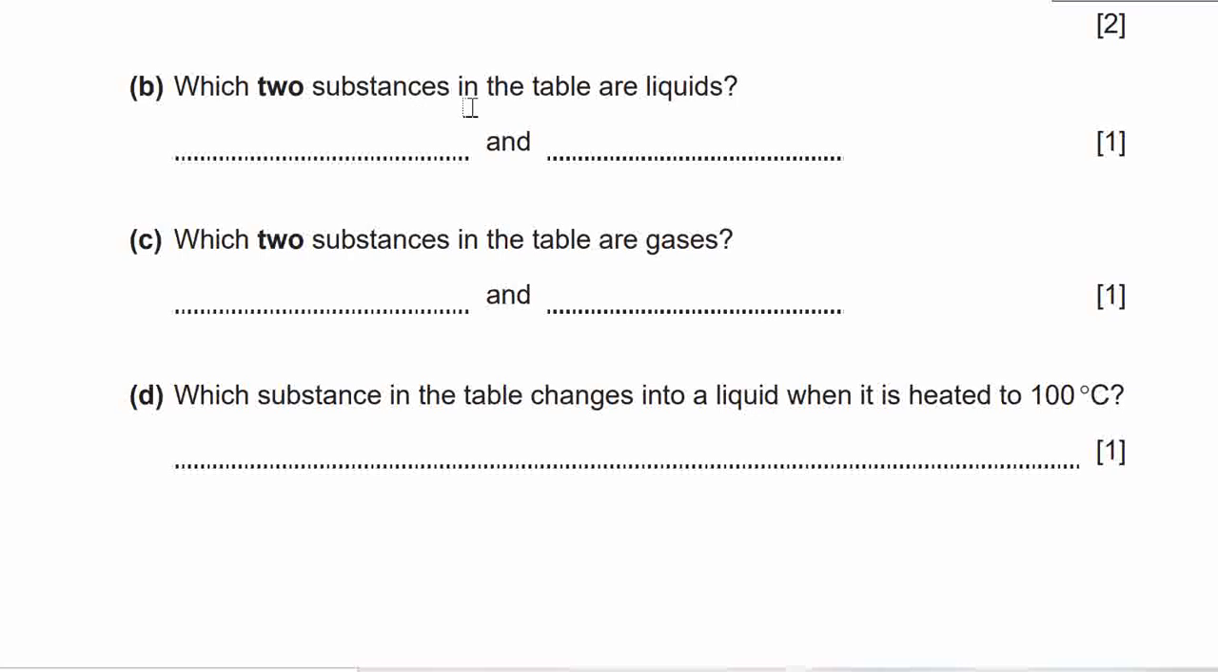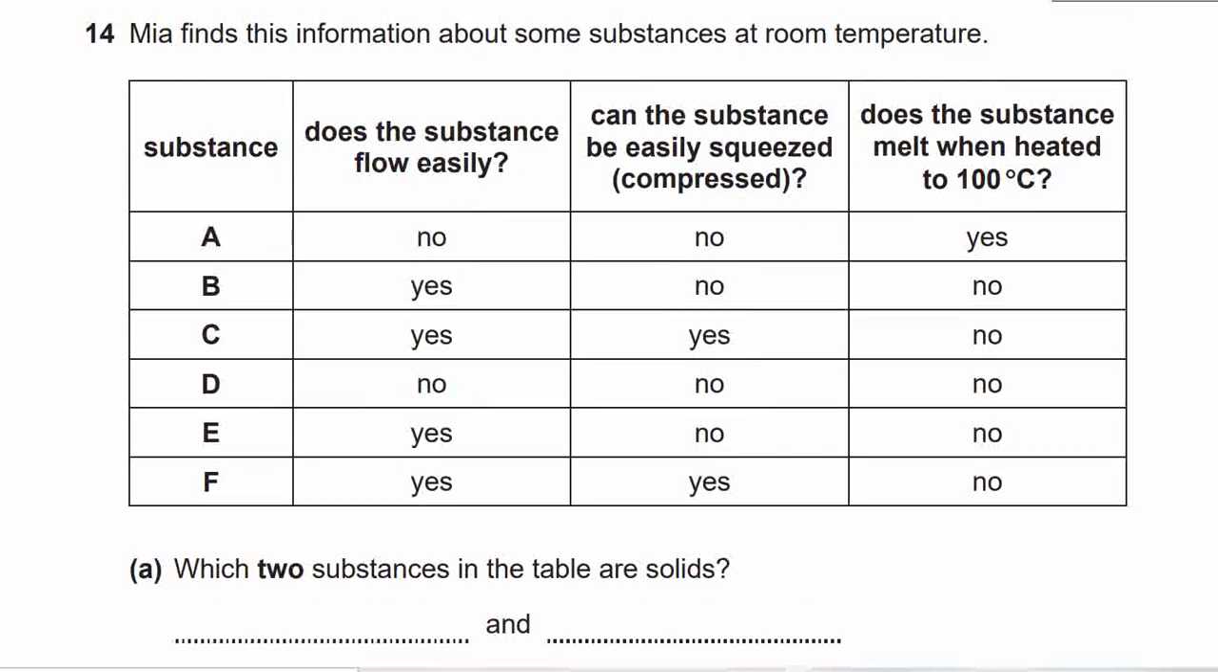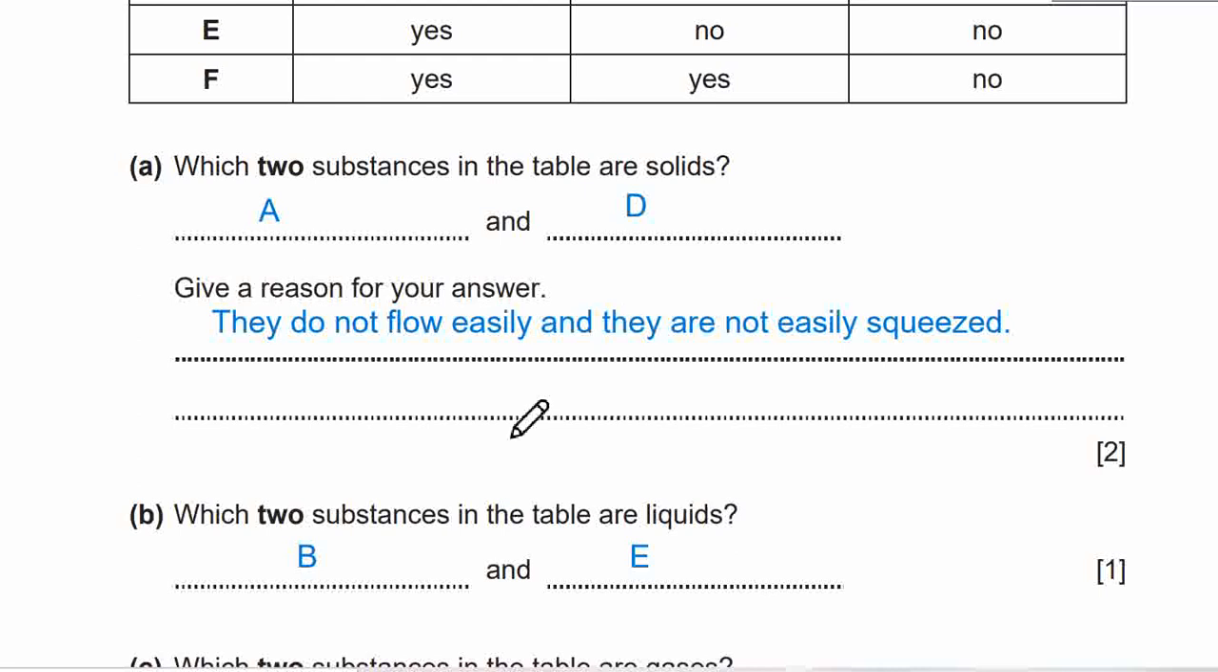Question B. Which two substances in the table are liquids? Just now we have answered these as solid. This is solid, this is solid. And liquid cannot be squeezed easily. So we have to choose the ones with no and no. So it will be B and E. Liquid will be B and E because they are not easily compressed. So the answer is B and E, liquids.